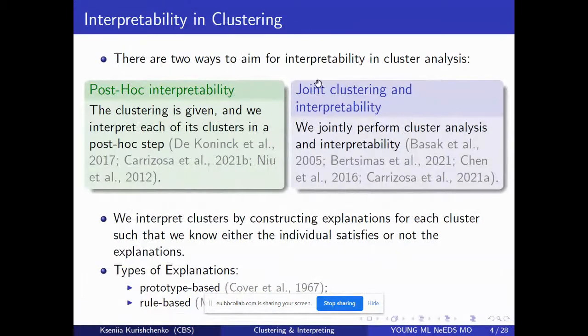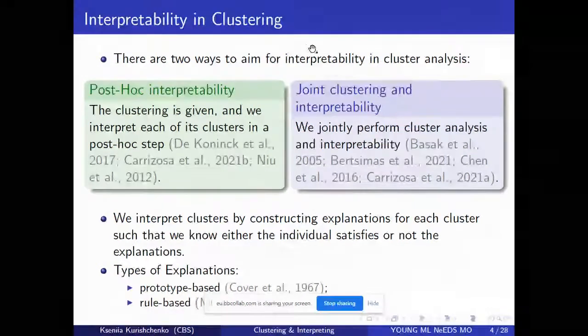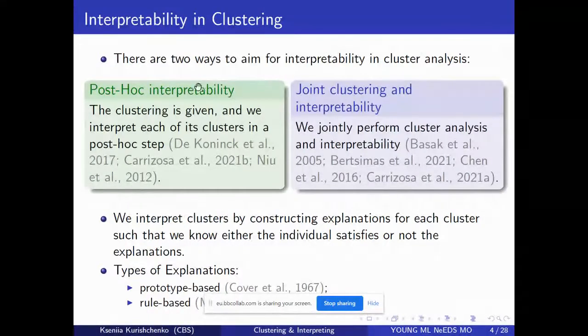So I'm not going to discuss interpretability in the whole area of machine learning, but I'm focused on clustering. And we can aim for interpretability in cluster analysis in two ways: post-hoc interpretability and joint clustering and interpretability. In the first way, we do clustering by any existing method and interpret the results in the second stage. And there is some work done already here. The second way is when we do clustering and interpretability together inside one model. And there is also some work that has already been done.